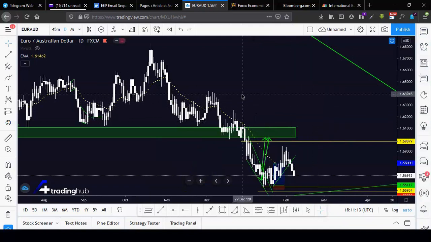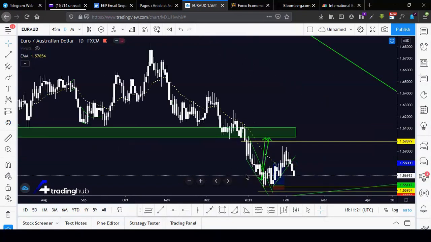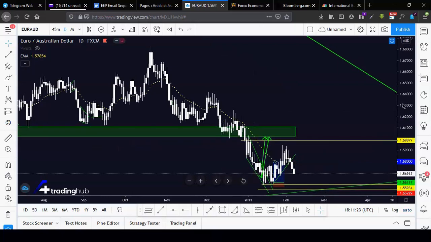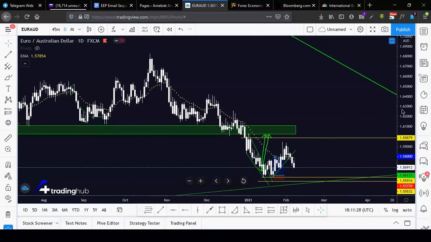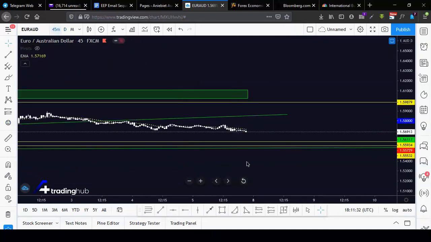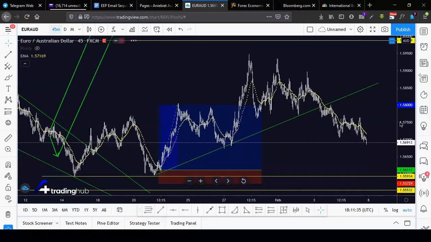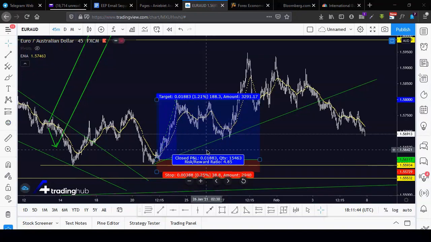This is the chart I've been showing you guys since the beginning of this year. Remember we took this trade. There's a trade here. Let me go to the 15-minute time frame. We took this trade from about 2 weeks ago. Price hit our take profits, and we booked 188 pips.